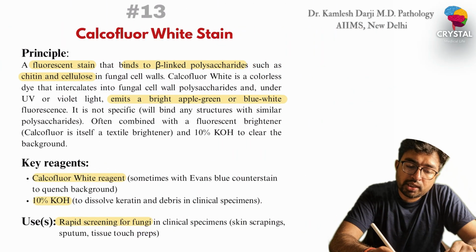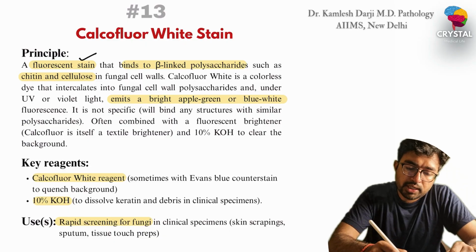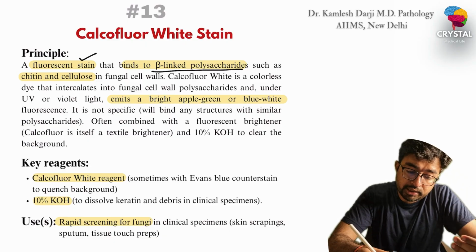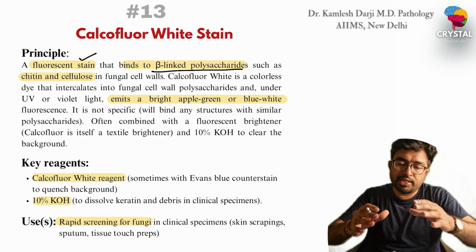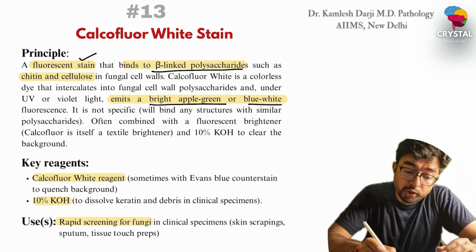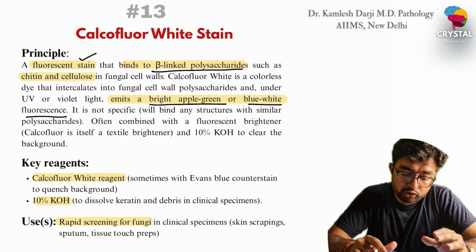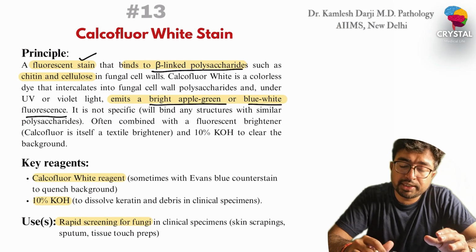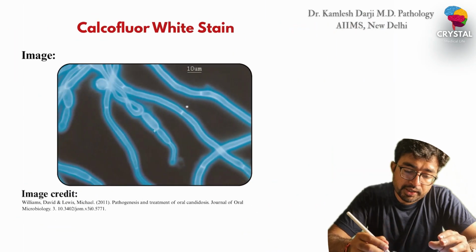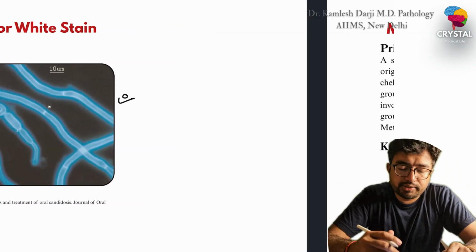Next is the Calcofluor white stain. This is a fluorescent stain, and it binds to beta-linked polysaccharides such as cellulose and chitin in the fungal cell wall, and they emit a bright apple green or blue-white fluorescence. So you have to detect it under fluorescent microscopy. And this is for the rapid screening of fungi. So you can see how Calcofluor white stain looks like.